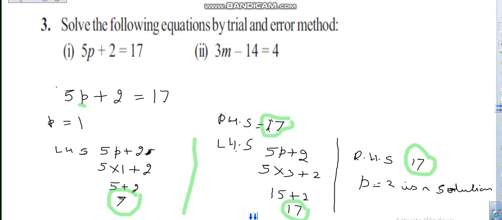So in this way you will find the solution. This is known as the trial and error method. That means you cannot go directly to the answer, you have to try the values.